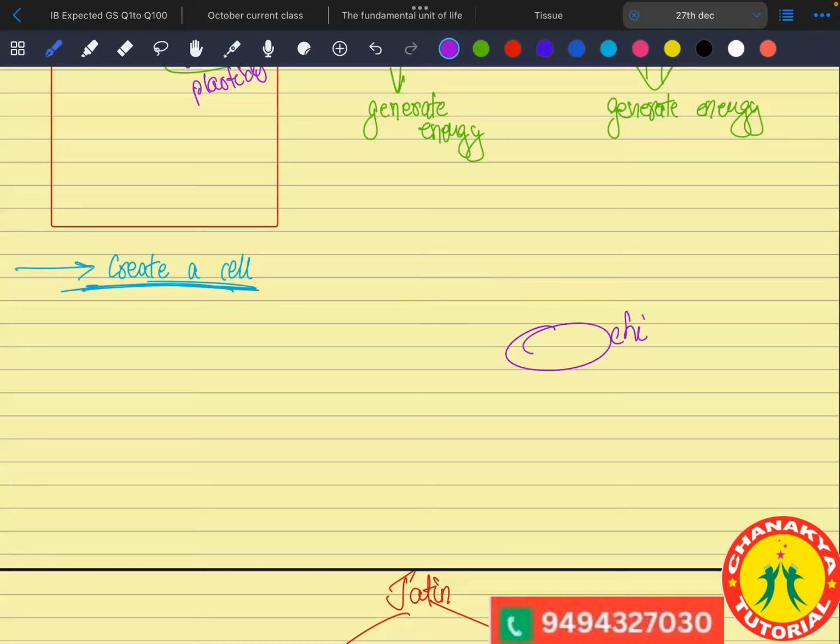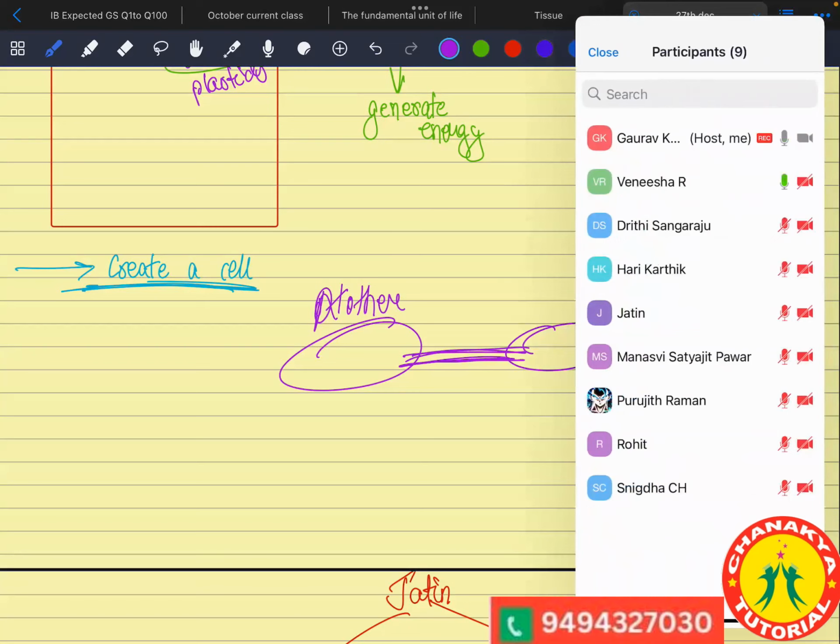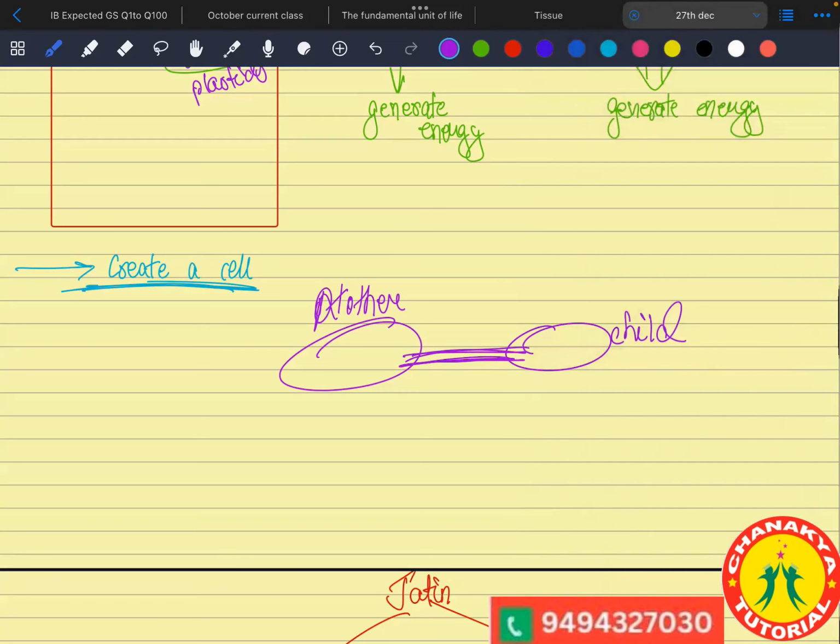When a new child is born, when a new child is formed from its mother, there is a tube which is connected. Sir, is the tube known as birth canal? Yes, but we can say birth canal. So can anyone guess why this tube is used? To provide food to the baby. Very good.